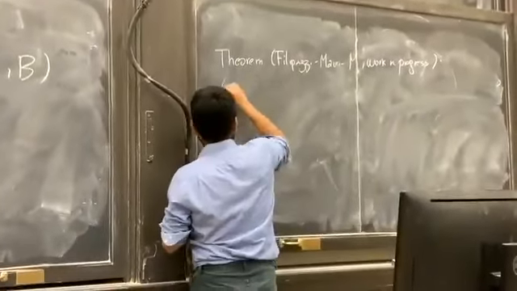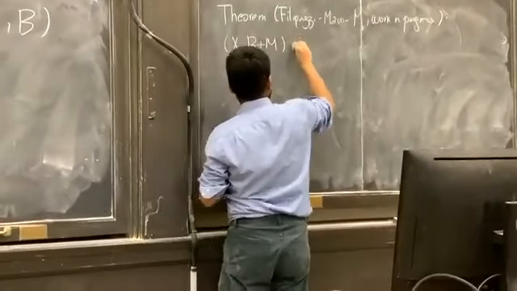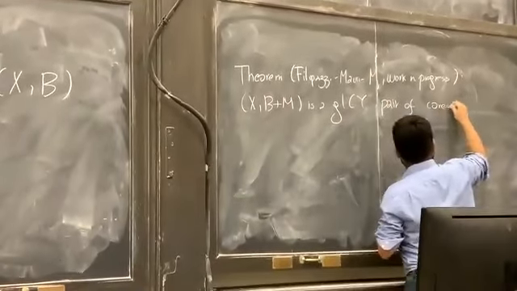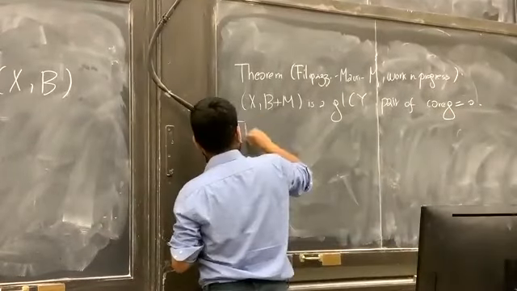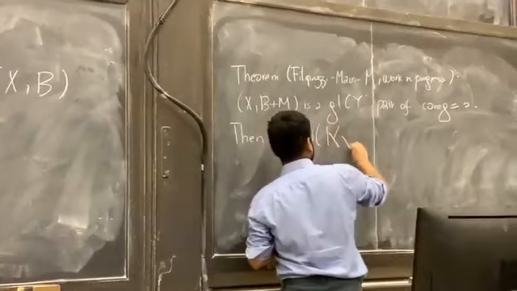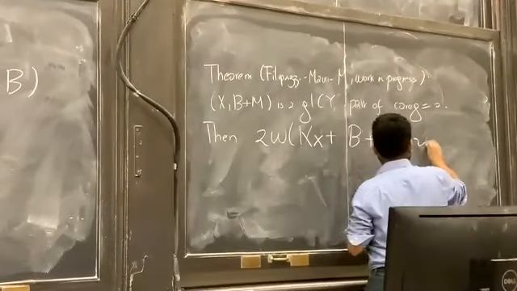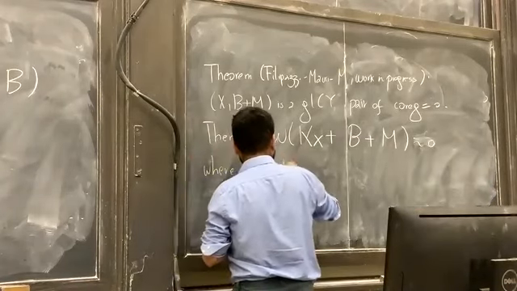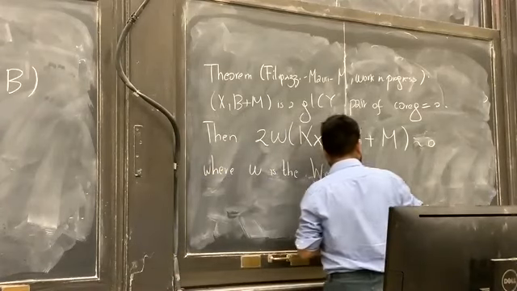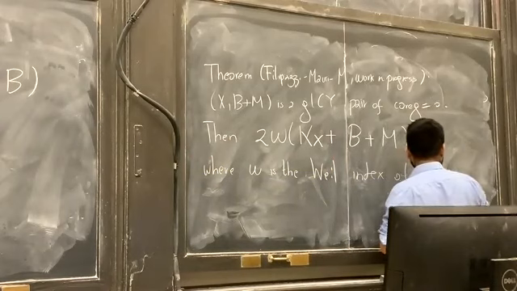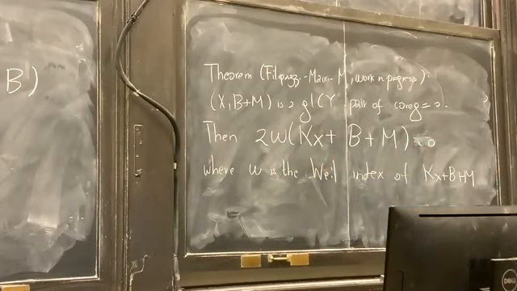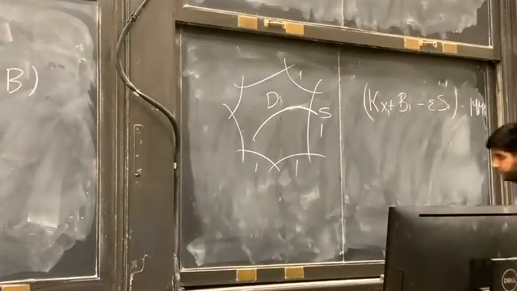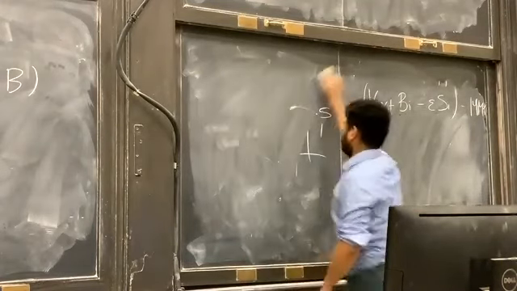If (X, B plus M) is a generalized log Calabi-Yau pair of coregularity 0, then twice the Weil index of K_X plus B plus M is linearly equivalent to 0. Here this is the Weil index of K_X plus B plus M. Let me mention that if you assume some nice conditions, this is already known by the work of Professor Filipazzi and Professor Hu. But actually the nice conditions that you need to assume are quite too nice.